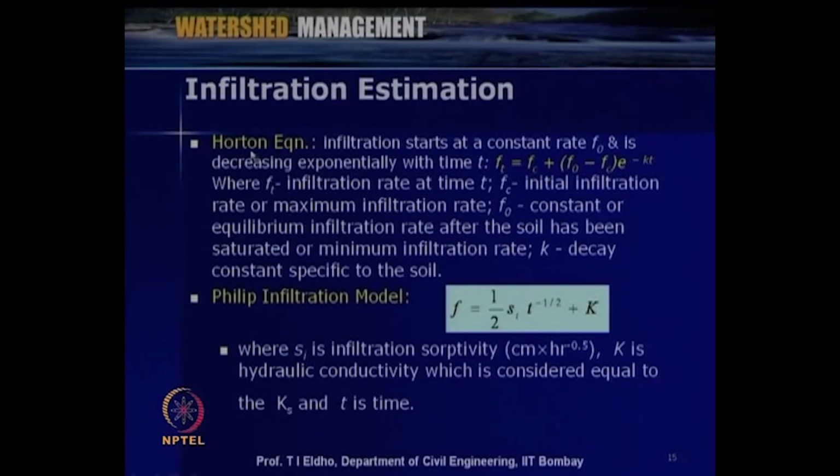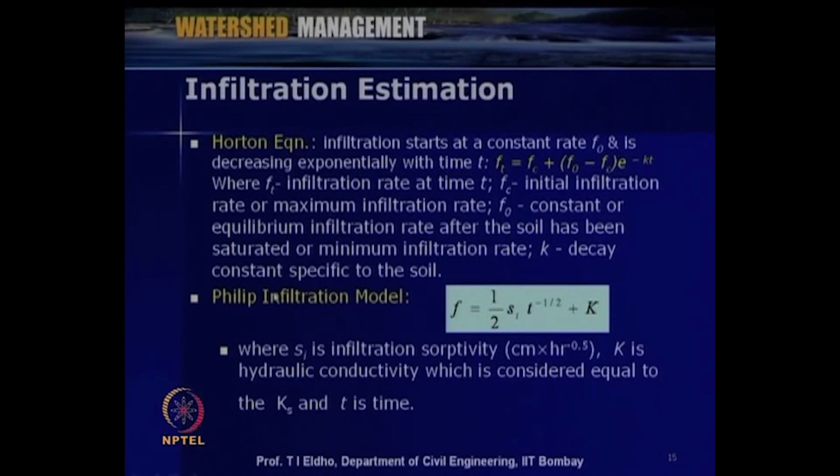One of the commonly used methods is called the Horton equation. Here the assumption is that infiltration starts at a constant rate f0 and decreases exponentially with time t. The equation is ft = fc + (f0 - fc) e^(-kt), where ft is the infiltration rate at time t, f0 is the initial or maximum infiltration rate, fc is the constant or equilibrium infiltration rate after the soil has been saturated, or minimum infiltration rate. Then k is the so-called decay constant specific to the particular soil. So, we can utilize this Horton equation.